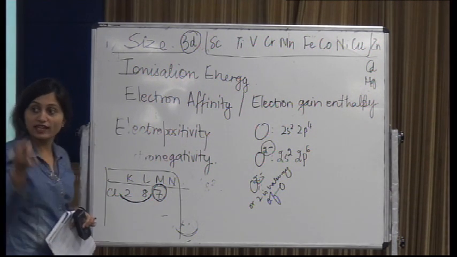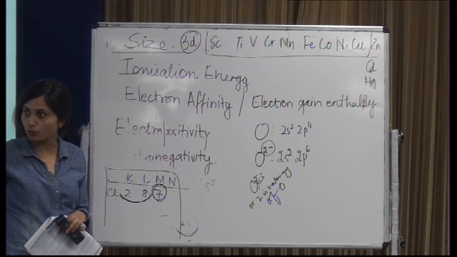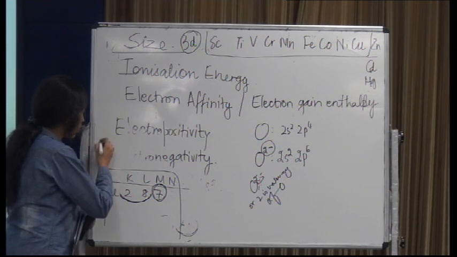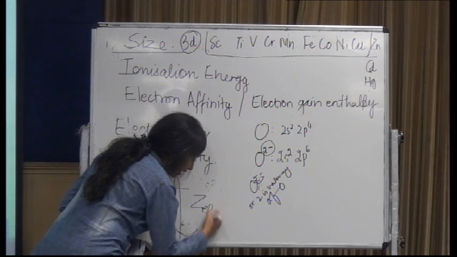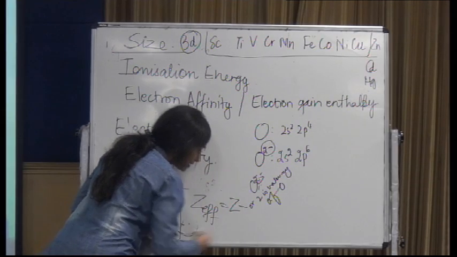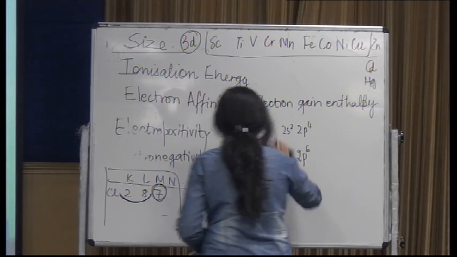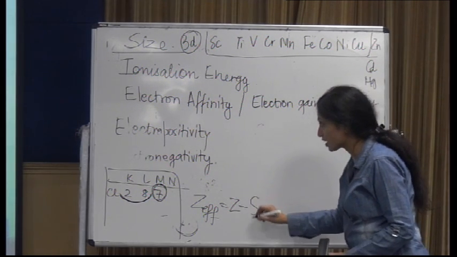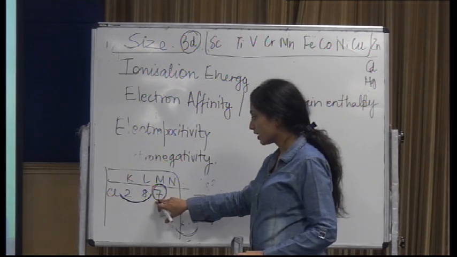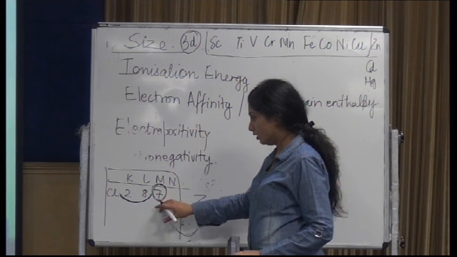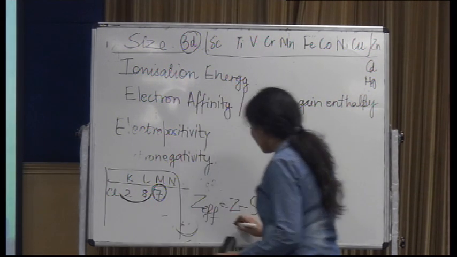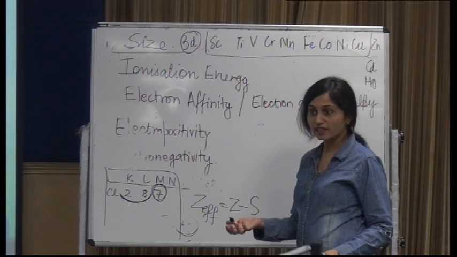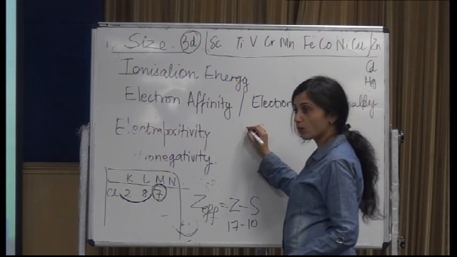बात समझ रहे हो कि electrons will be added in the outermost shell only. We are talking about the inner shell electrons. So your effective nuclear charge Z effective will be equal to Z minus S, where this S is almost equal to the inner shell electrons. So what are the inner shell electrons in this case? It will be in the n minus 1 level. So it will be 17 minus 10. ये बात समझ में आ गई? Very clearly, easily understandable.